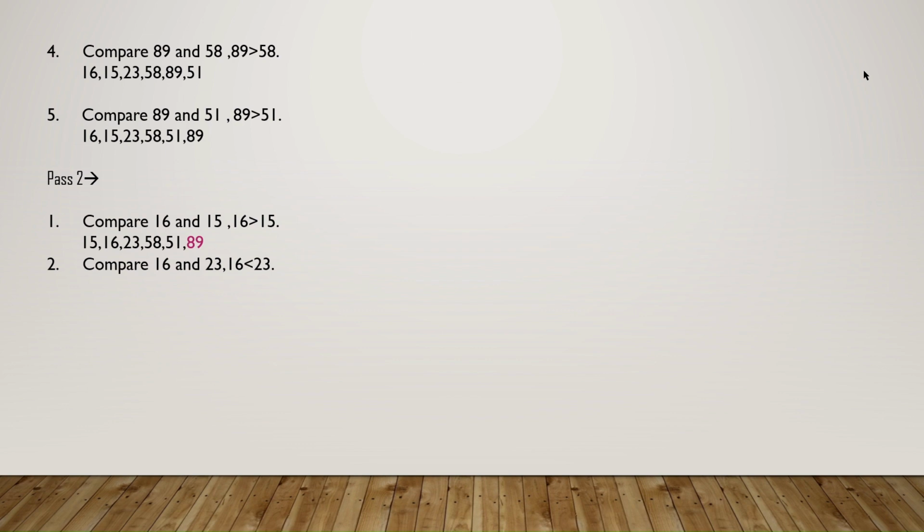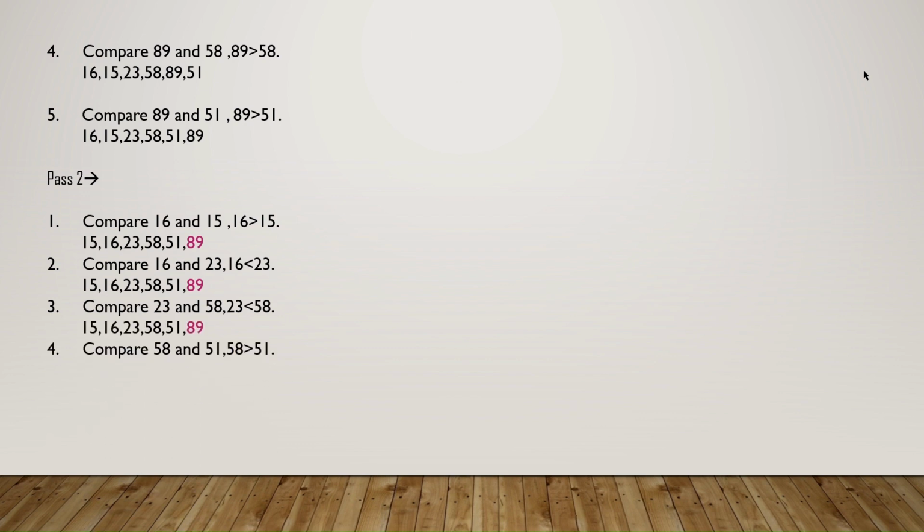Compare 16 with 23. Now 16 is the previous element and 23 is the next element. That means no change. Here we will compare 23 with 58. Again 23 is the previous element and 58 is the next element. That means no change. The list will be represented as it is.